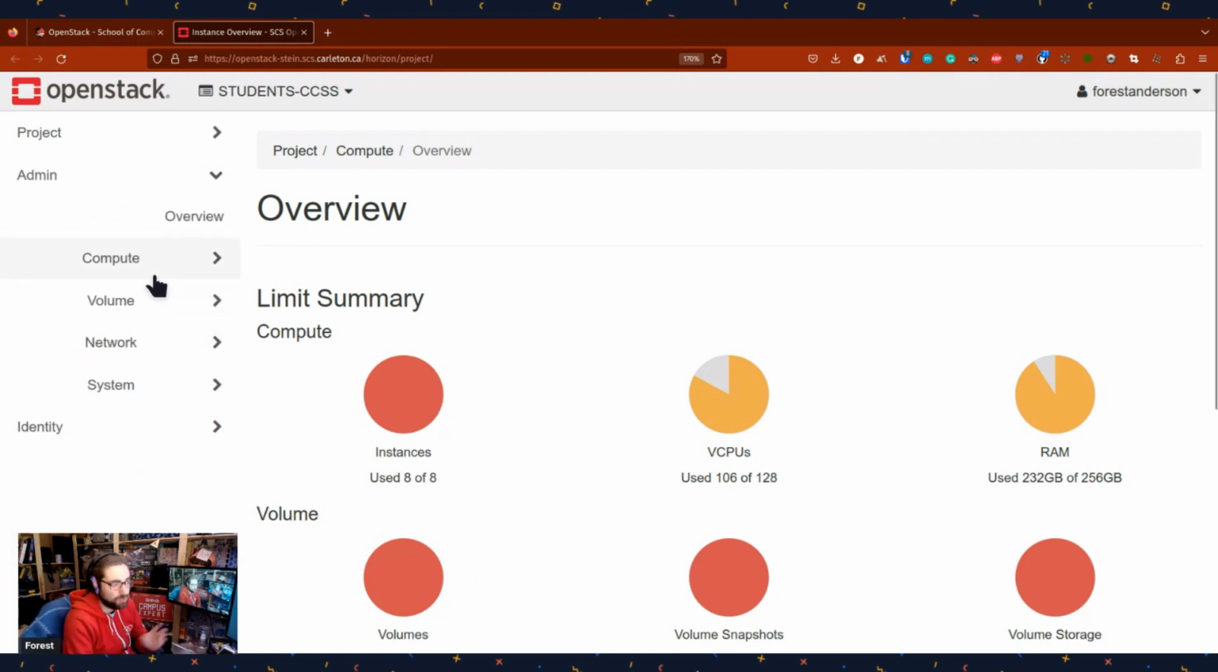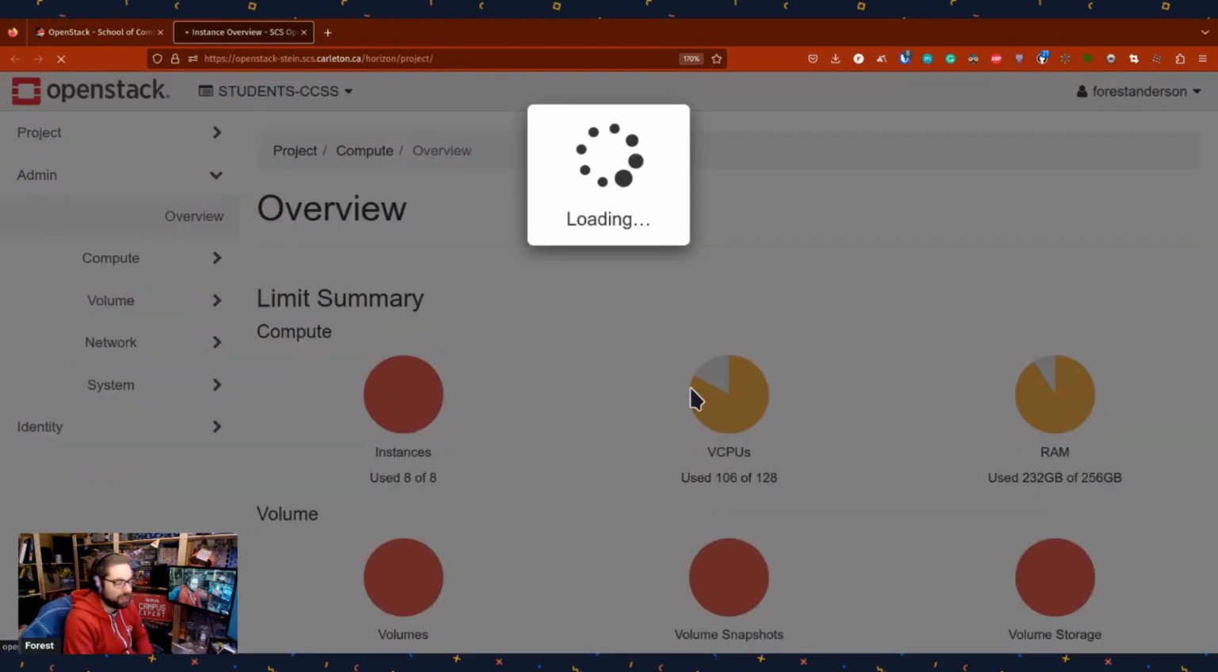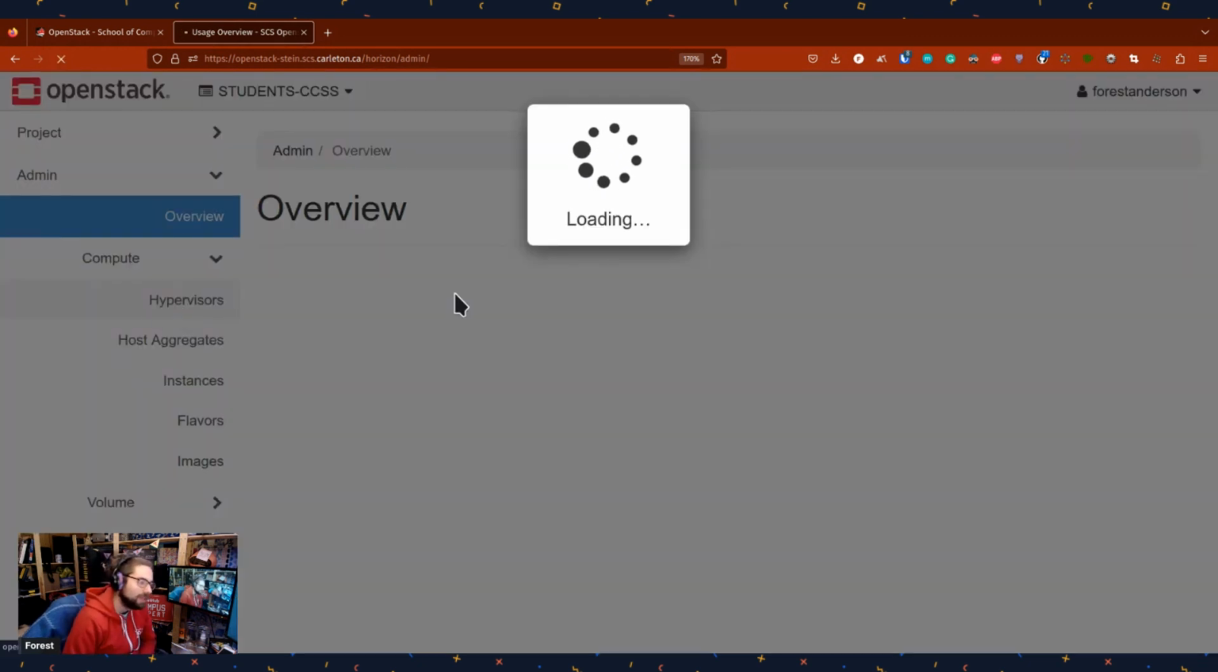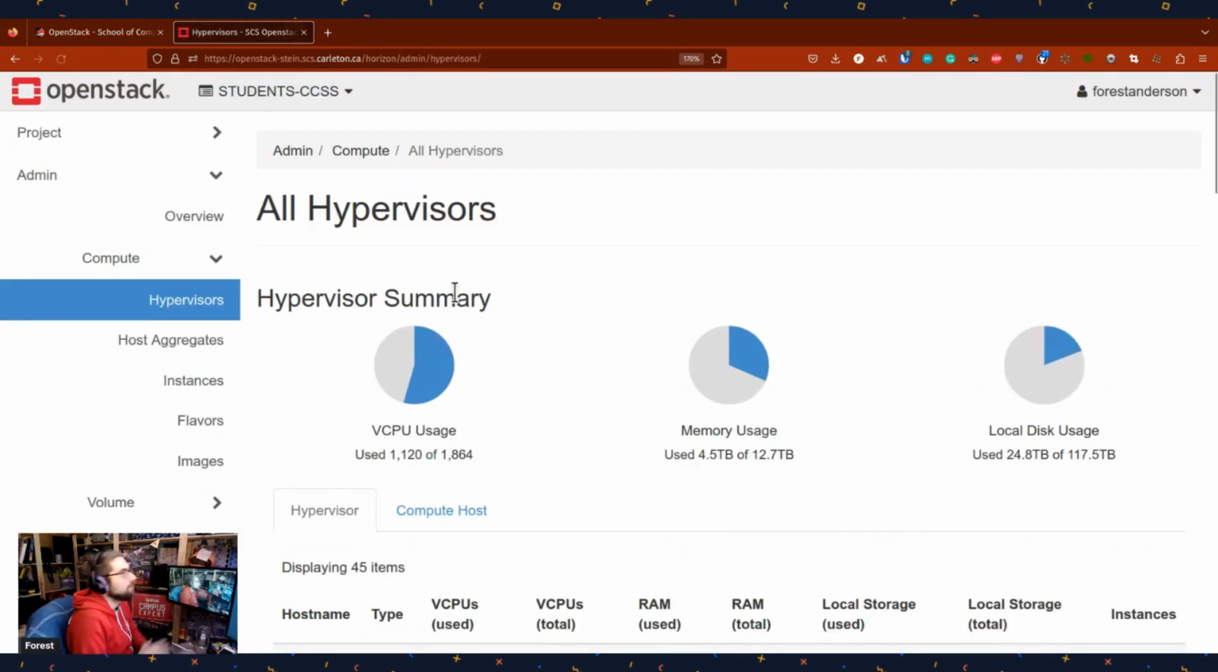But one of the really cool things I'm able to do is get a bit of an overview on the OpenStack. Okay, well, maybe that's not the one I'm looking for. I'm looking for hypervisors. Okay, so we've been talking up until this point about how me as a single person uses the School Computer Science OpenStack.